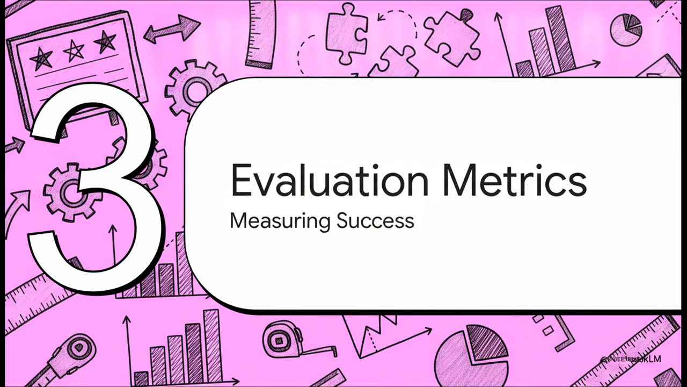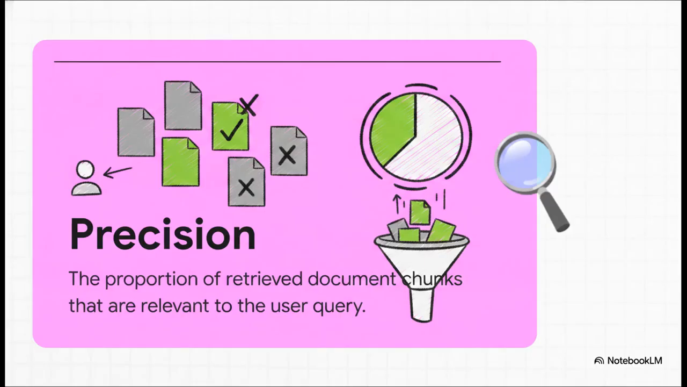This is the scoreboard. How do engineers actually measure, grade, and fix these system breakdowns? To actually optimize a RAG system, we need concrete ways to score it. The first absolutely crucial metric is precision. In a retrieval context, precision strictly measures the proportion of retrieved document chunks that are genuinely relevant to what the user asked. You can basically think of precision as your ultimate noise filter.